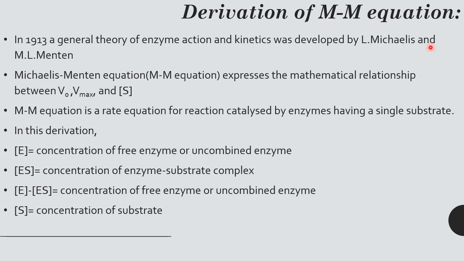In 1913, a general theory of enzyme action and kinetics was developed by L. Michaelis and M. L. Menten. The Michaelis-Menten equation is a rate equation for a reaction catalyzed by enzymes having a single substrate, and it expresses the mathematical relationship between V0, Vmax and substrate concentration. In this derivation, we are going to use the following terms. E represents the concentration of free enzyme or uncombined enzyme. ES represents the concentration of enzyme substrate complex. E minus ES represents the concentration of free or uncombined enzyme, and S represents the concentration of substrate.